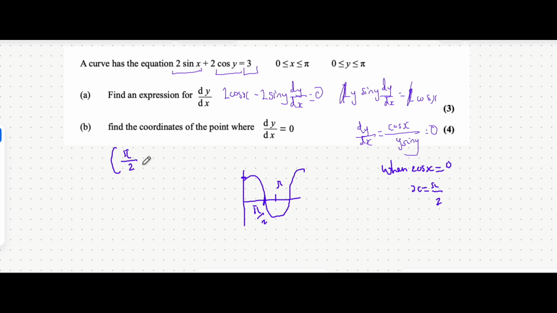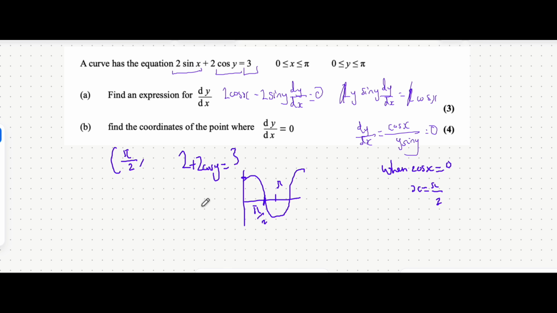And then we need to find the y-coordinate. Well, the y-coordinate can be found by inputting x equals pi over 2 into this equation. So let's do that. 2 sine of pi over 2, well, that would be equal to 2. So 2 plus 2 cos y is equal to 3 at the point where x equals pi over 2, which is at the point where dy dx is 0. Hopefully you're seeing how all this fits together.